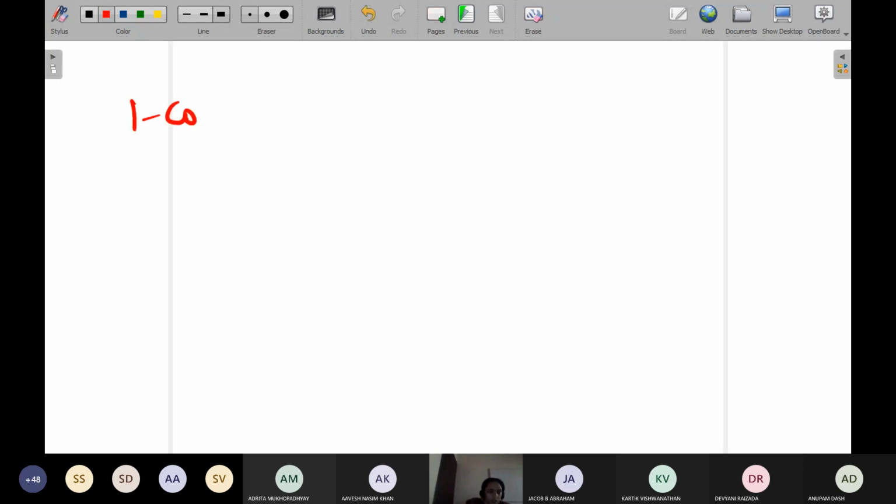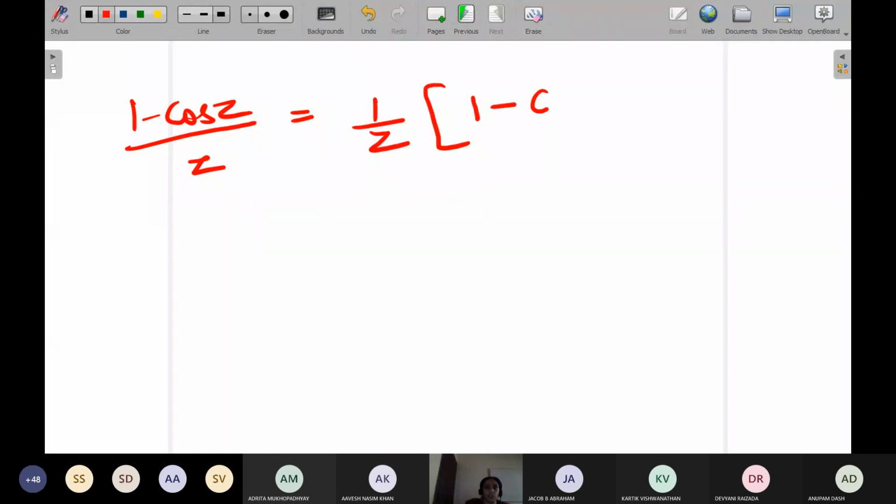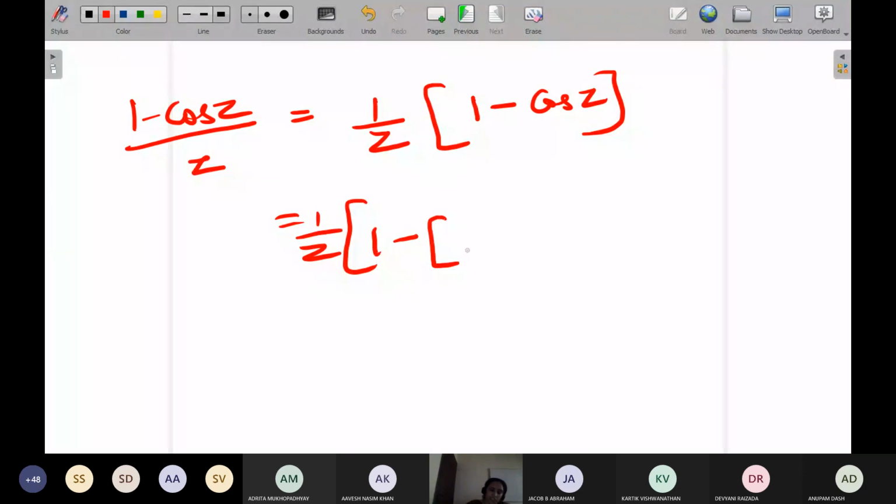Okay, you can expand this also: 1 minus cos z divided by z. Same question. So you can take 1 by z commonly outside, you'll get 1 minus cos z. Now you expand it, that is better. So 1 by z into 1 minus, what is the cos z expansion? It is 1 minus z square by 2 factorial plus z power 4 by 4 factorial minus, etc.